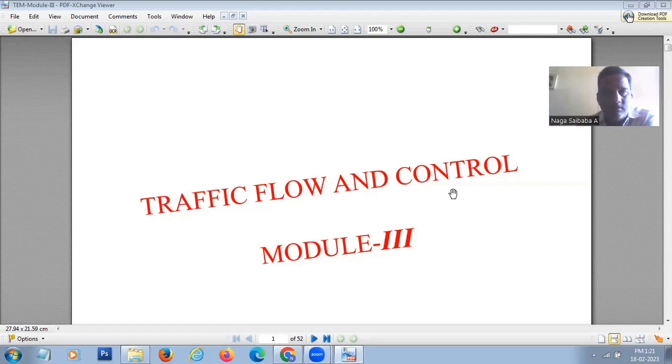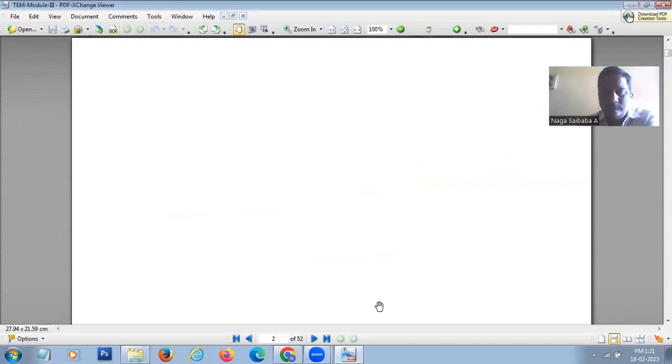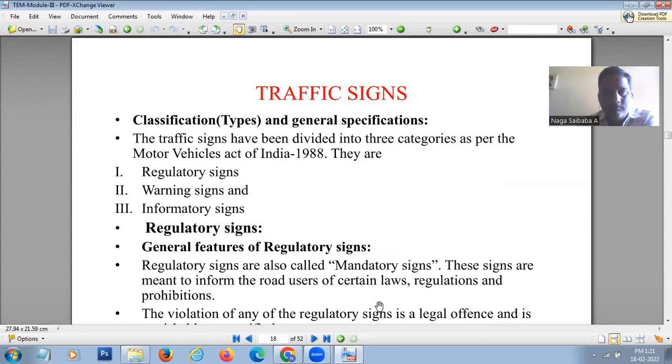Dear students, today we are discussing traffic flow and control, module 3 of traffic engineering and management. Today's topic is traffic signs.